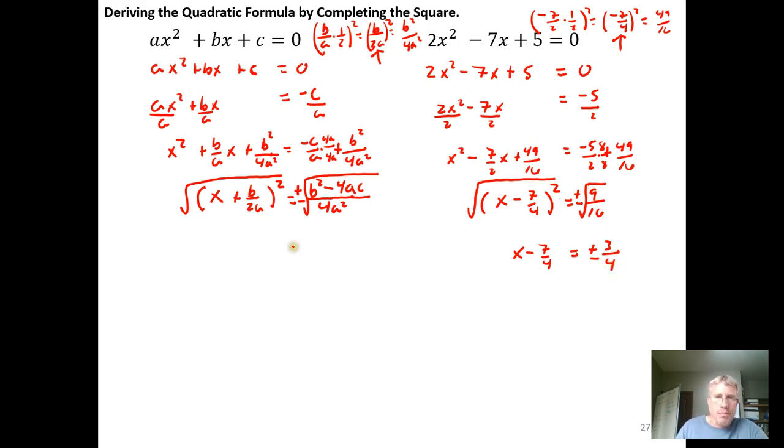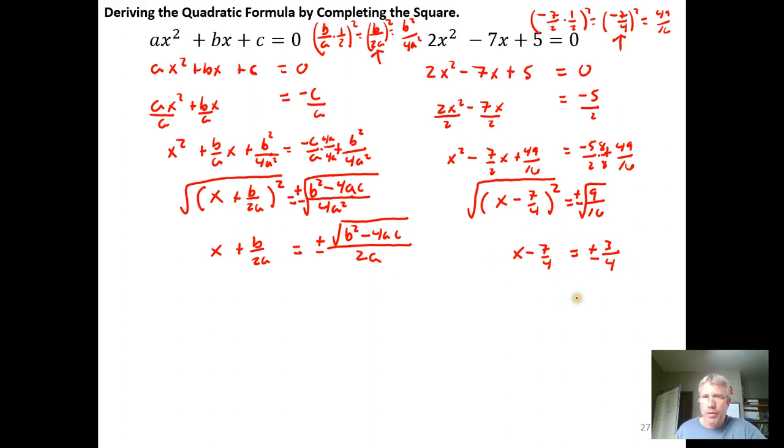So I'm going to do the same thing over here. The square root cancels the squaring. x plus b over 2a pops out, equals plus or minus, and we want this in simplified radical form. The numerator actually doesn't simplify, so we just get the square root of b squared minus 4ac in the numerator position, but that denominator simplifies. The square root of 4 is 2, and the square root of a squared is just a.